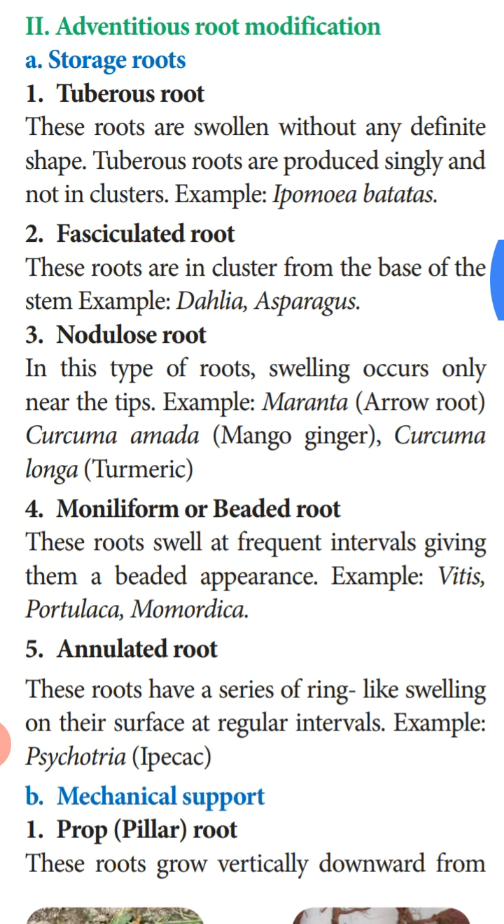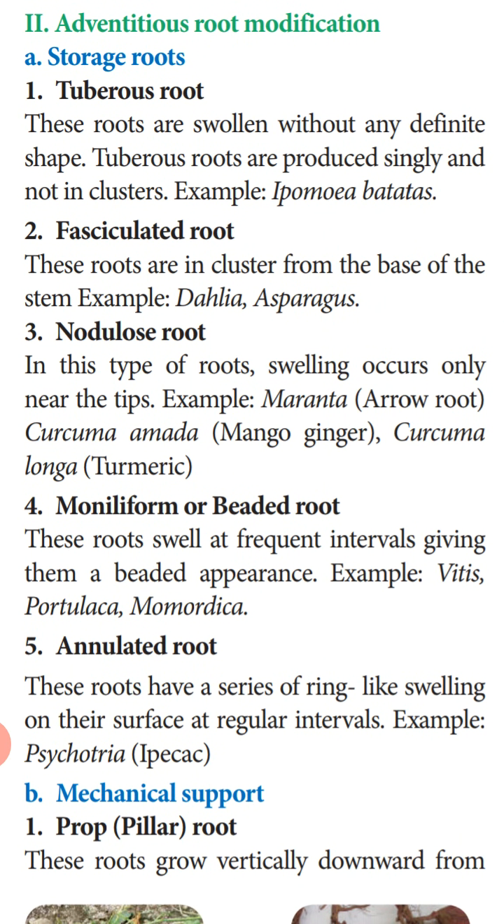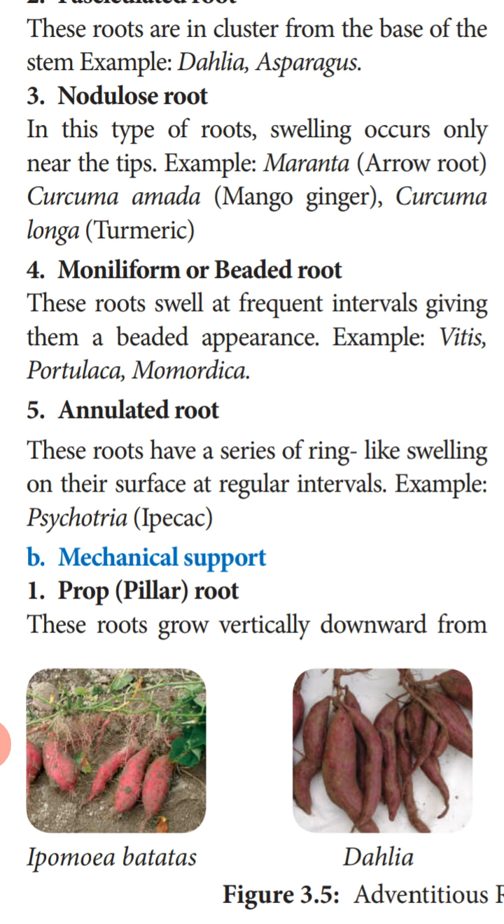Adventitious root modifications you can find under broadly three categories. The first one is storage roots. Next is mechanical support. Next is vital functions. So, first one, storage roots. Here also tuberous roots are present. Here you can see the diagram, Ipomoea.